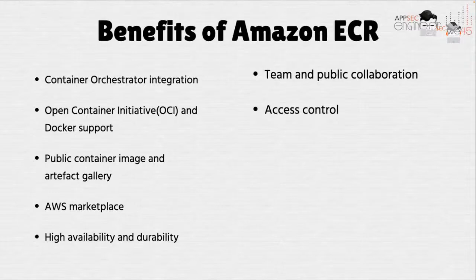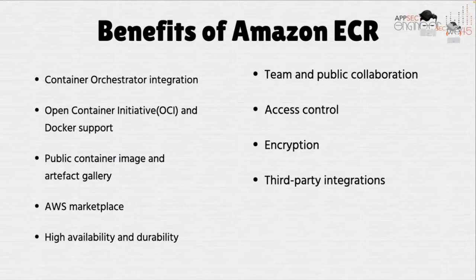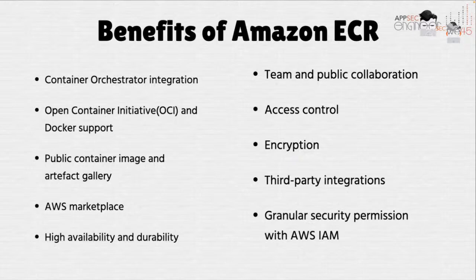You can build access control on top of it by leveraging IAM, like I previously mentioned. You can start encrypting all of your images using KMS, the integration that is provided. Third-party integrations through the marketplace are available too. And finally, granular security permissions with AWS IAM is something that you can do as well.